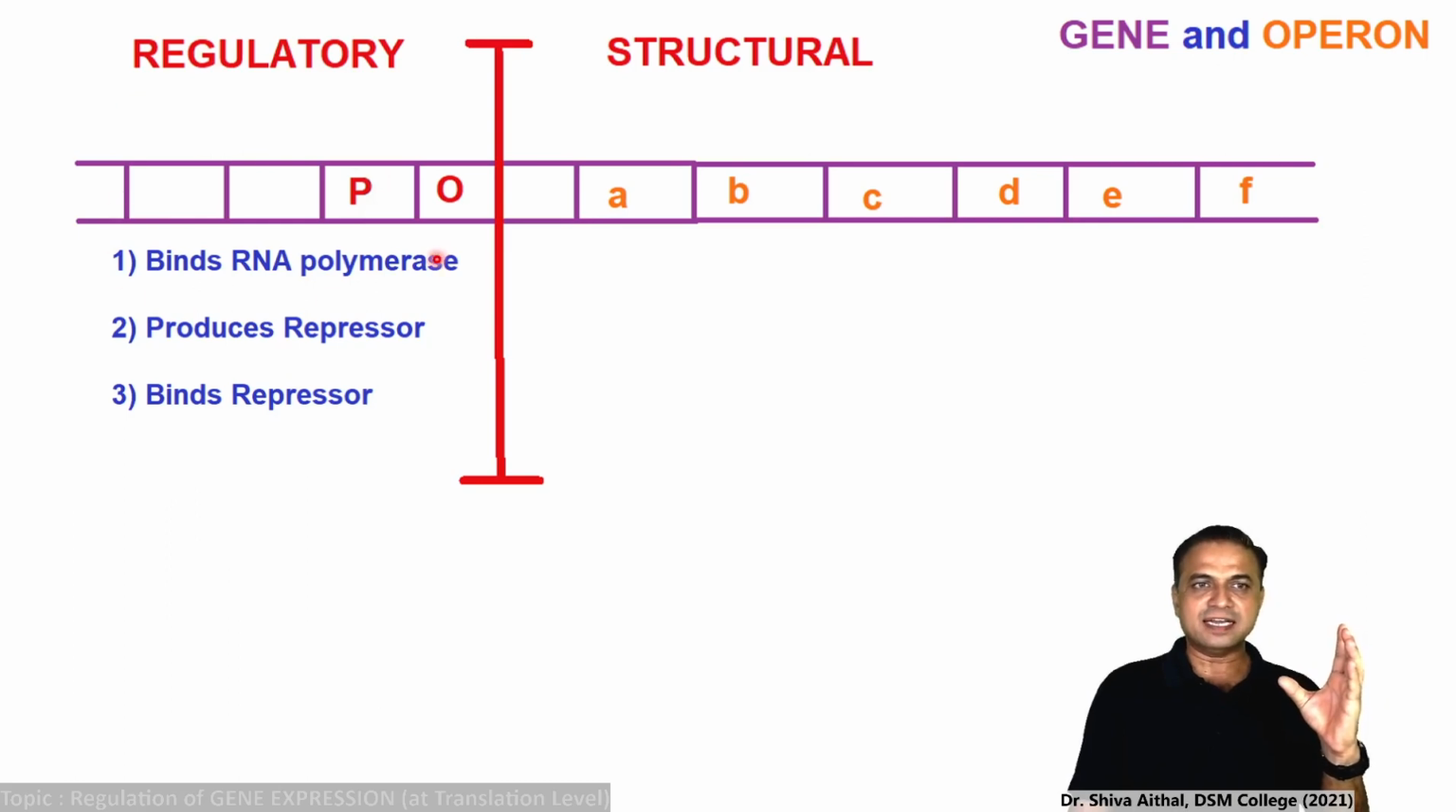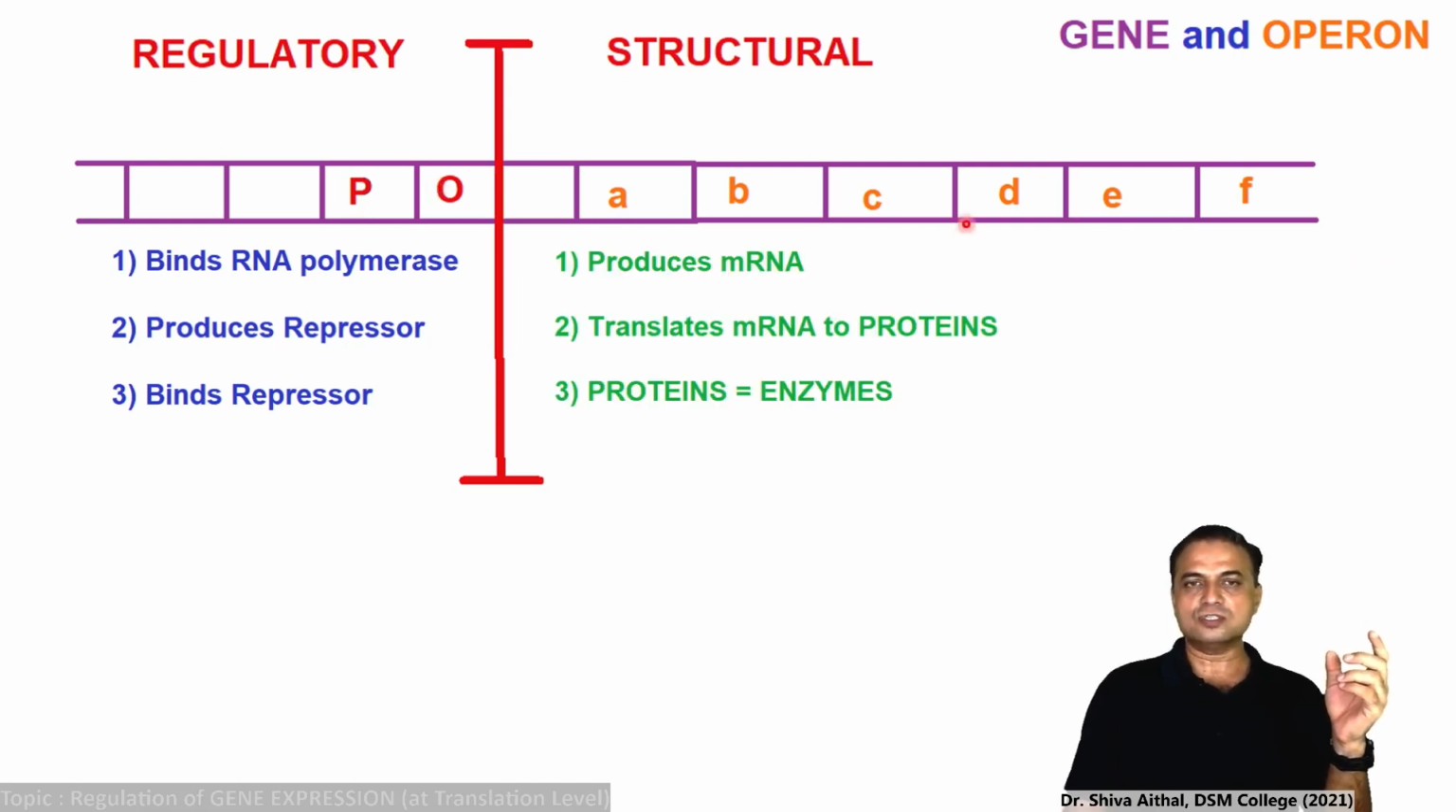Regulatory genes may or may not produce a protein, and that protein, if it is produced, is a repressor. It is not really taking part in these metabolically active structures. So the function of the regulatory gene is to bind RNA polymerase, which it does at the promoter, produce a repressor, which will be done by any gene near or away from the cluster, and provide a site, that is the operator, for binding the repressor. Now you see the boundary line. These two genes are needed very near to each other. What is the function of structural genes? To produce an mRNA, to translate that mRNA into proteins, and those proteins will be acting as enzymes.